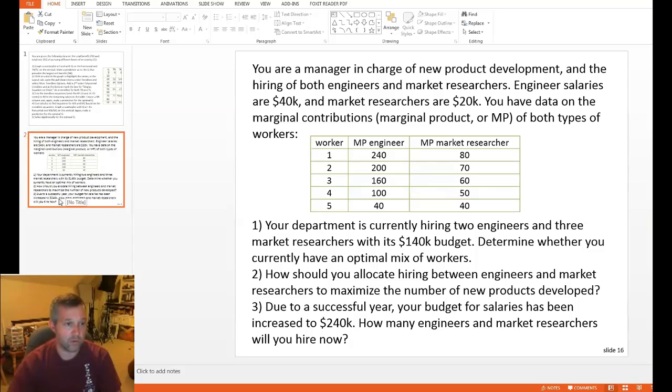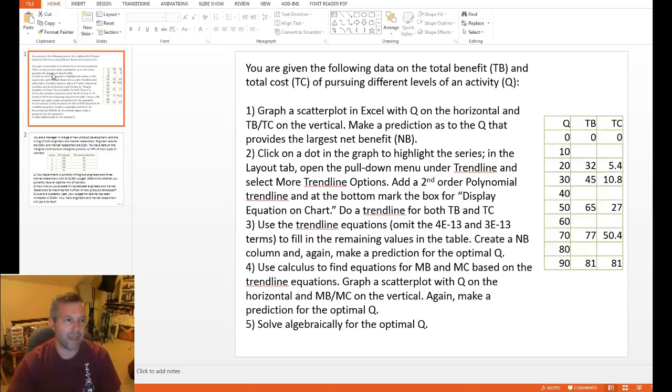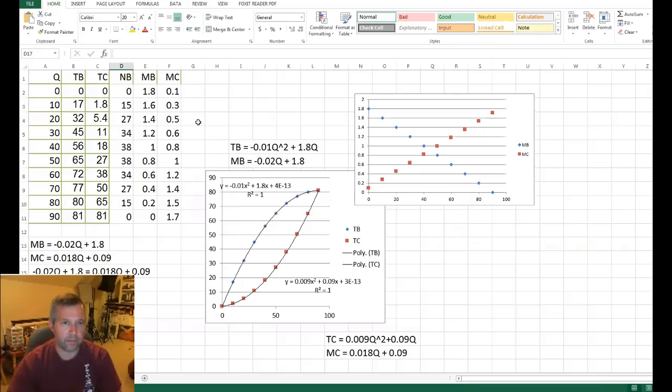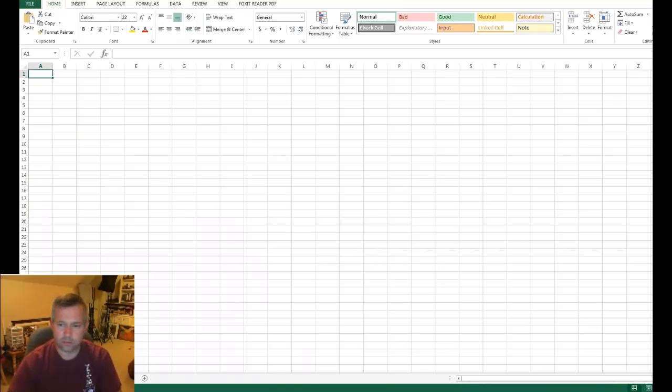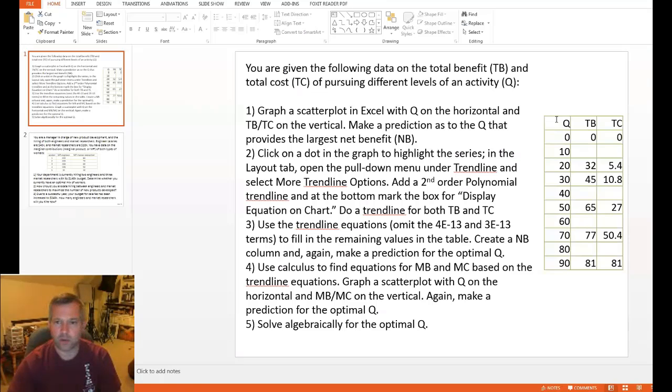And this number 2 practice problem is about engineers and market researchers. But I don't think I have a video going through how to do question number 1. So we can go ahead and do that. Obviously, the answers has it all filled in, and so that kind of gives it away a little bit. But why don't we just use a brand new sheet and start from scratch, because what I give you certainly is a start from scratch.